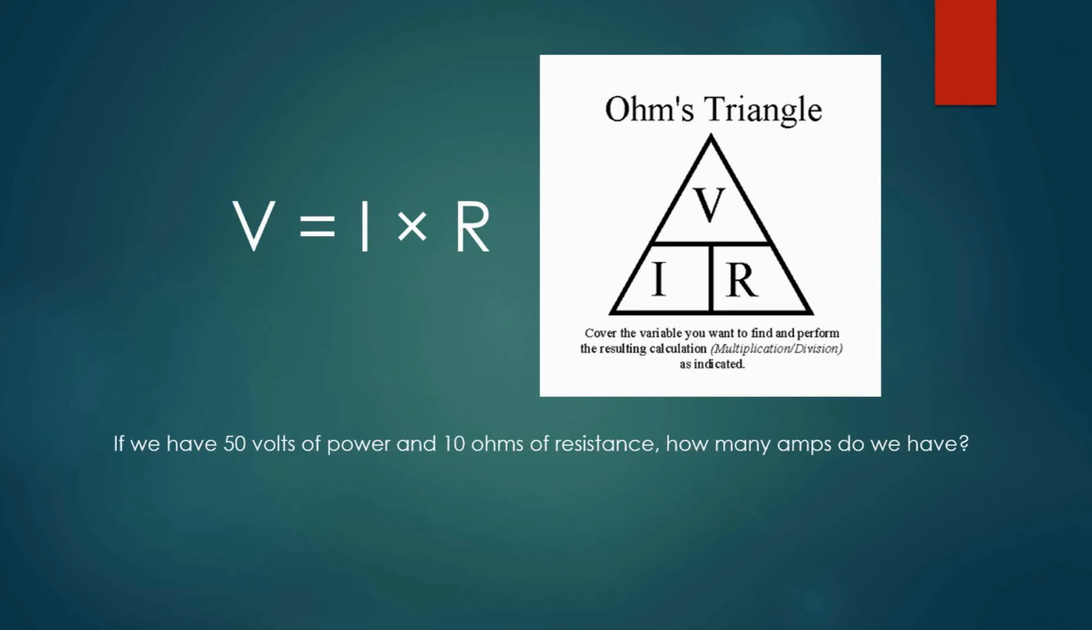If we have 50 volts of power and 10 ohms of resistance, how many amps do we have? So let's gather our data: 50 volts and 10 ohms. So that means we are solving for current.